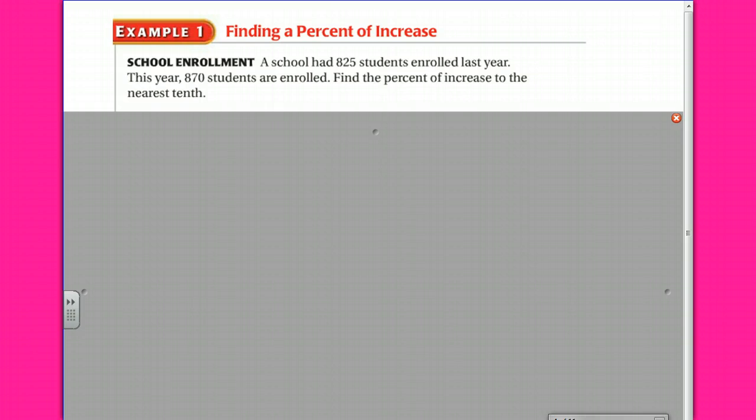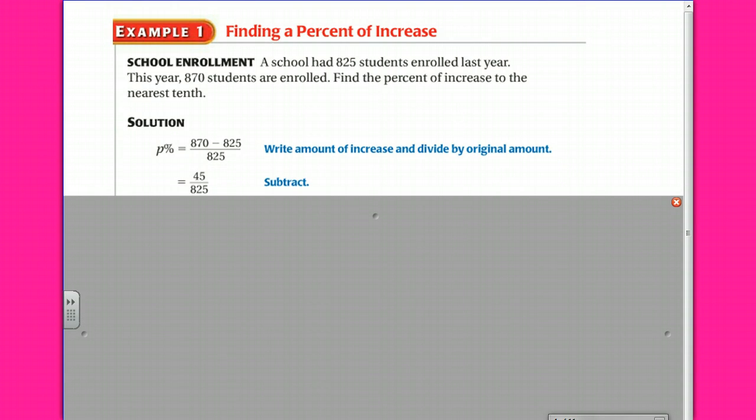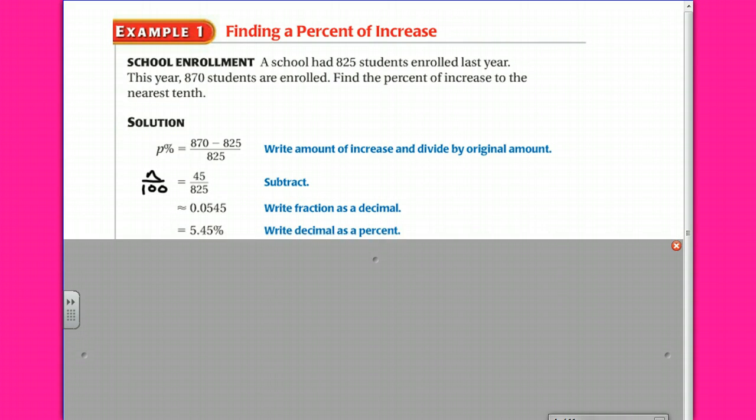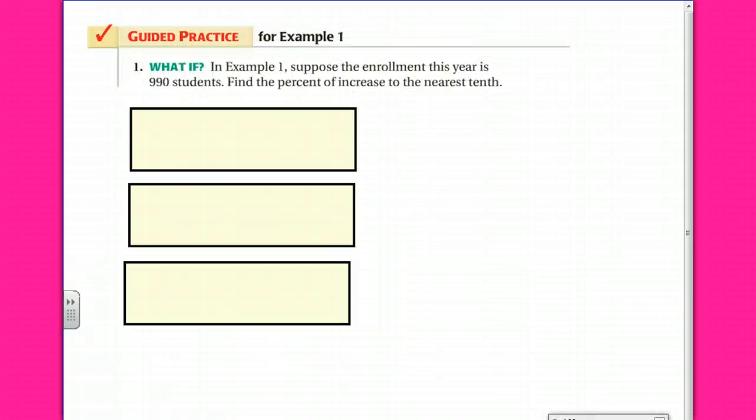Okay? And that's just exactly what they do. They have the 870 minus the 825, which is 45 over 825, will equal their percent. We're writing percent as n over 100, because that's what percents are, a number over 100. Okay, they wrote it as p%. So they went ahead and solved this and found that it was a 5.45% increase.